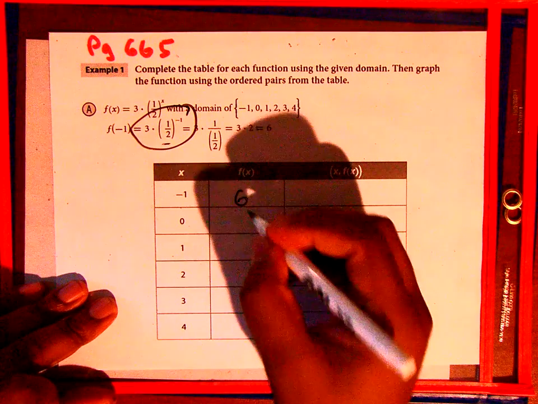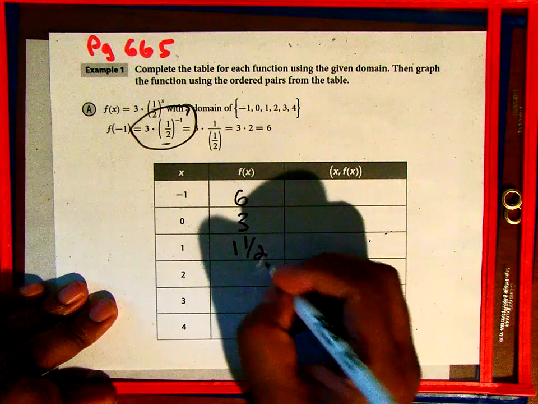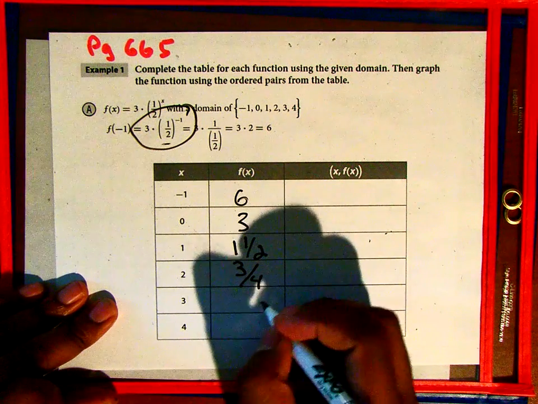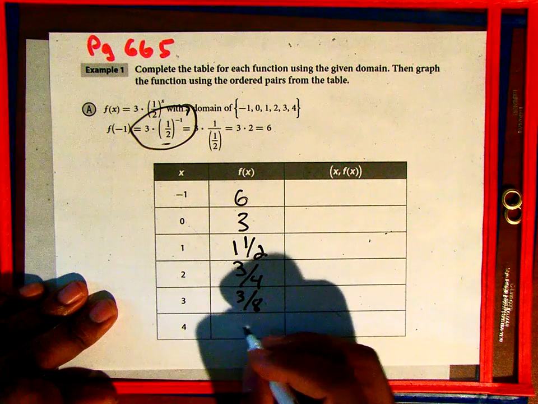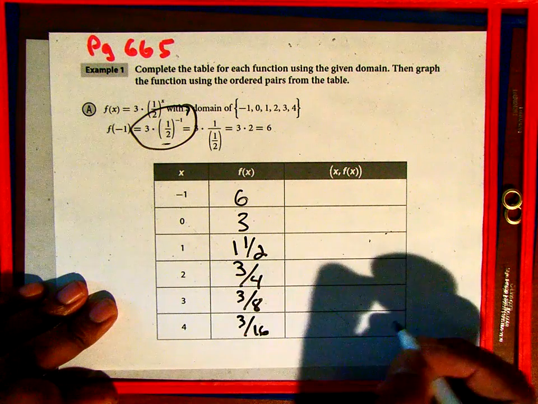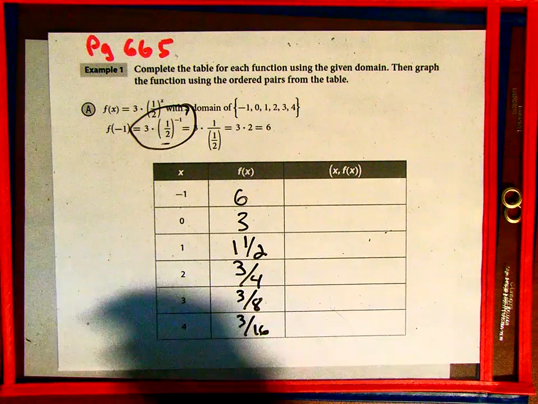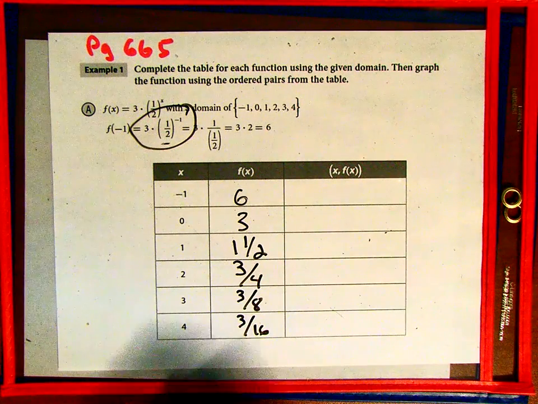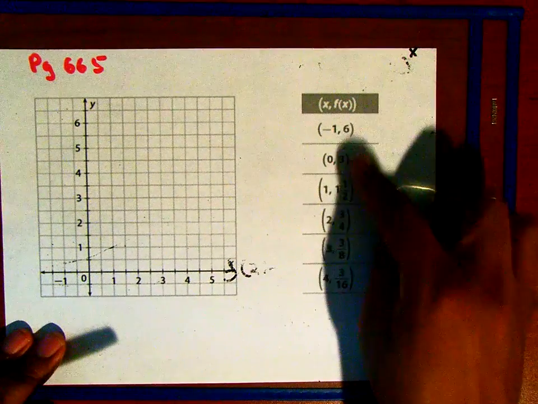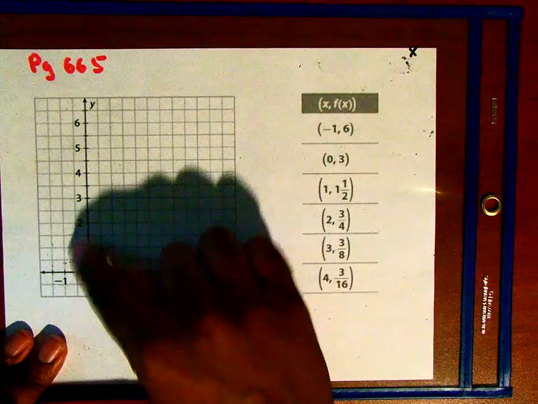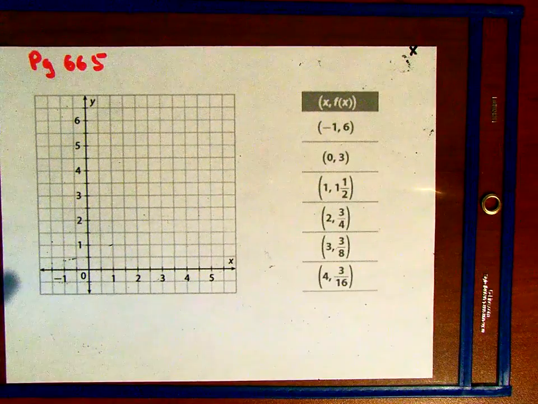So we had 6 at first, then 3, then 1 1/2. Next one would have been 3/4, 3/8, 3/16. Okay, and here you just write the ordered pair. So the next step we want to do is graph. So we would take those ordered pairs here and just graph it on our graph. And graph it just like we've always graphed anything else.